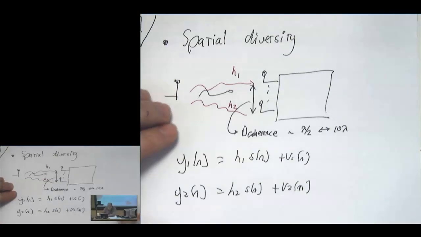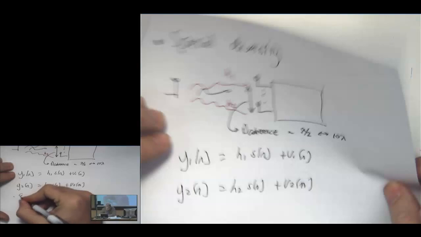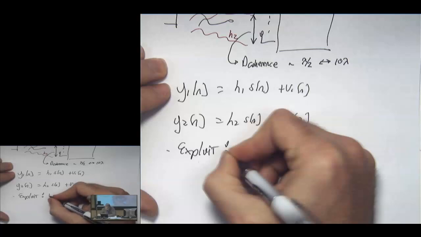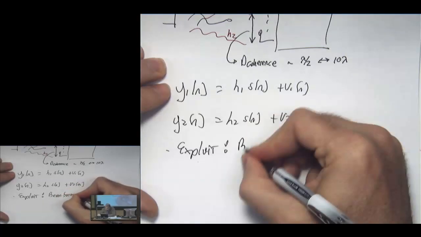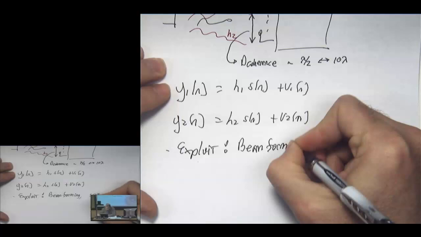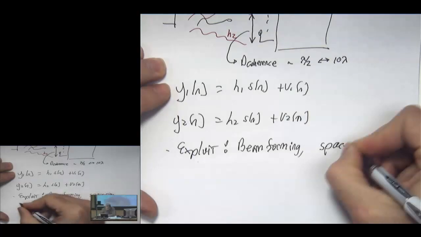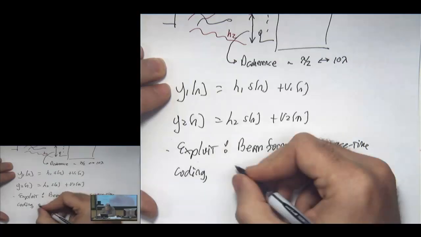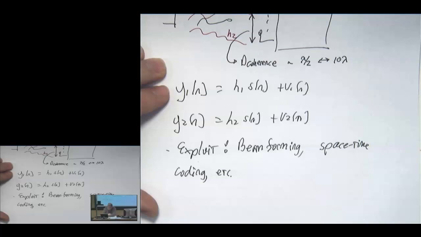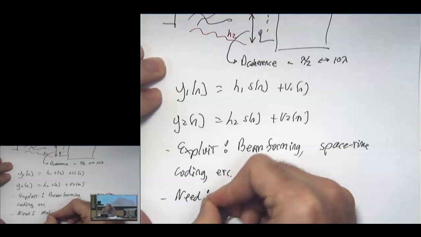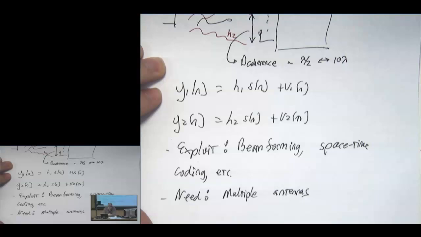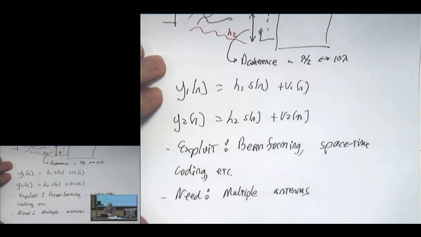But essentially, to exploit this, you need some form of array processing. This could be some form of beamforming or space-time coding. There might be some feedback involved, et cetera. We're going to talk a lot more about this. And then as far as how you get it, you need multiple antennas. Not always possible to fit multiple antennas on a small device.